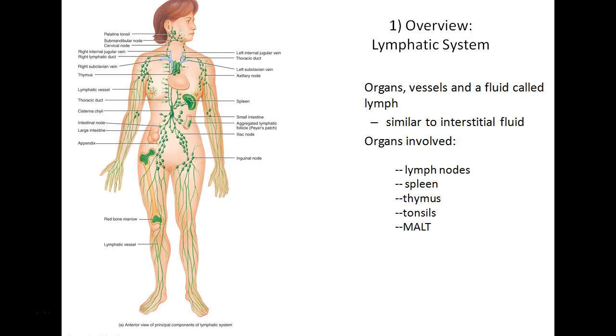And just as a general overview, in the lymphatic system, we're going to talk about things like lymph nodes, spleen, thymus, tonsils, and MALT, meaning mucosa-associated lymphatic tissue.